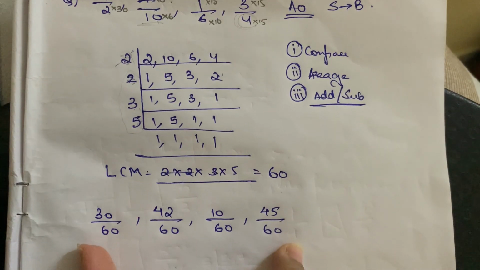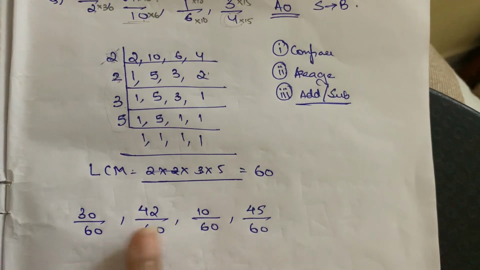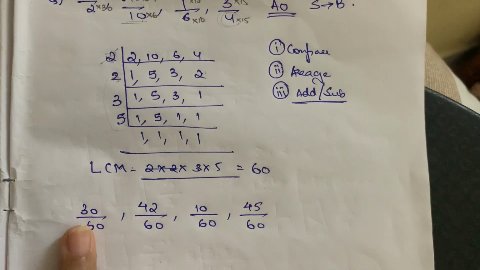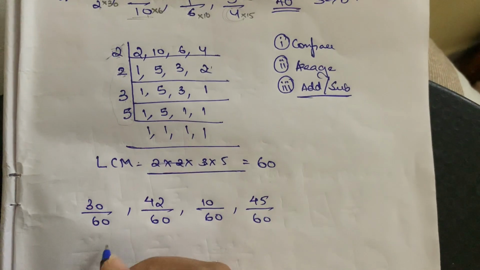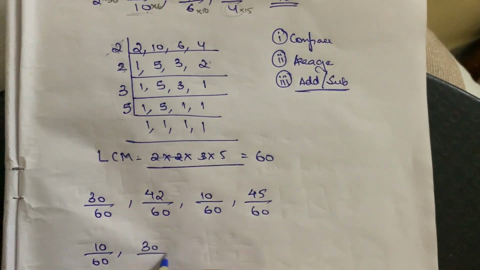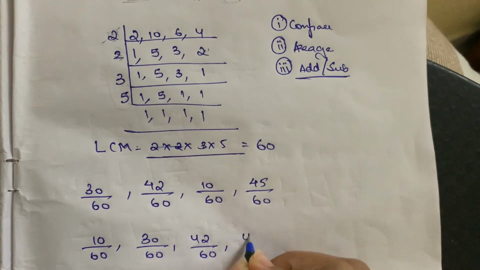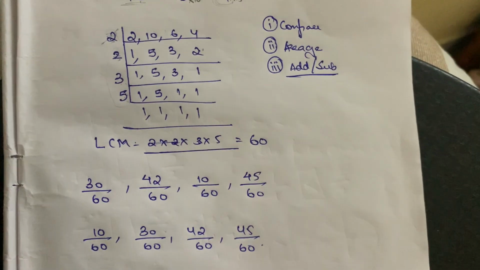Now can you arrange them? Denominators are the same. The smaller the numerator, the earlier it comes. So this is 10 upon 60, comma, 30 upon 60, comma, 42 upon 60, comma, 45 upon 60, is what I'm going to do in here.